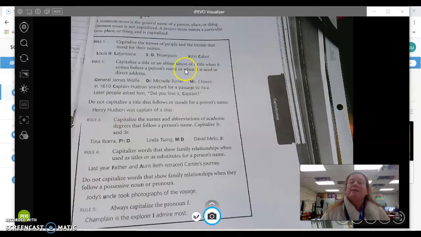Okay? The second part deals if there is a title, like doctor. You would capitalize the title, or you would capitalize the abbreviation if it's used to directly address that person. Now, if you just said the doctor and name them, then you wouldn't capitalize doctor. But if you said Dr. Such and such, then doctor would be, because that's a part of their formal name that you would use. Okay.